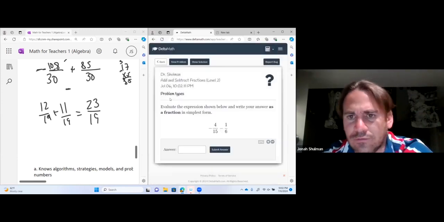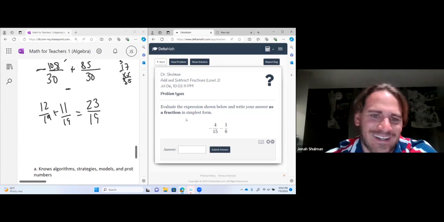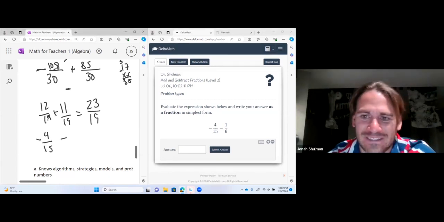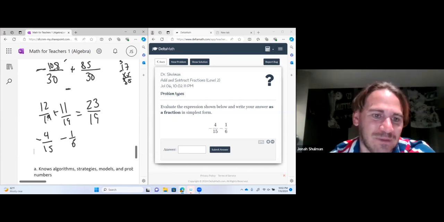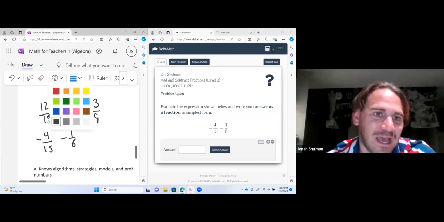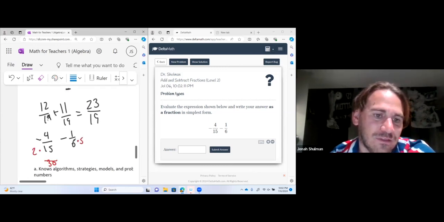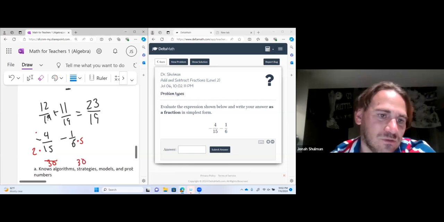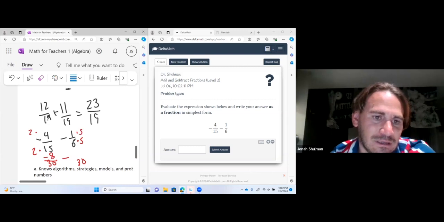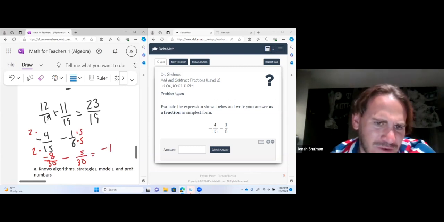All right, let's do a level 2. So now I got -4/15 minus 1/6. They're both minus, so it's just going to be more of a minus number, but I can't subtract them until their denominators match. If I multiply this by 2, I get a 30 on the bottom. If I multiply this by 5, I get a 30 on the bottom. So this is negative 8/30 minus 5/30.